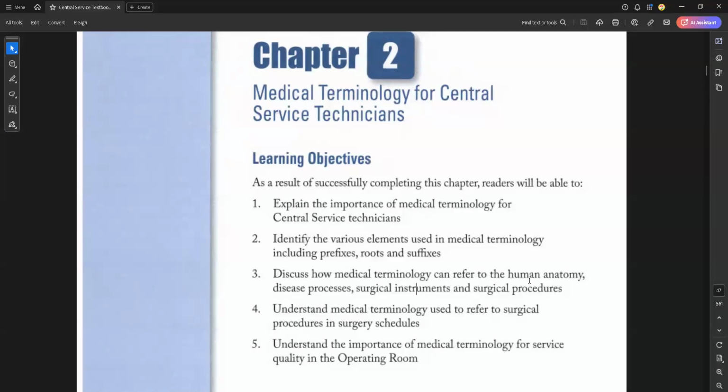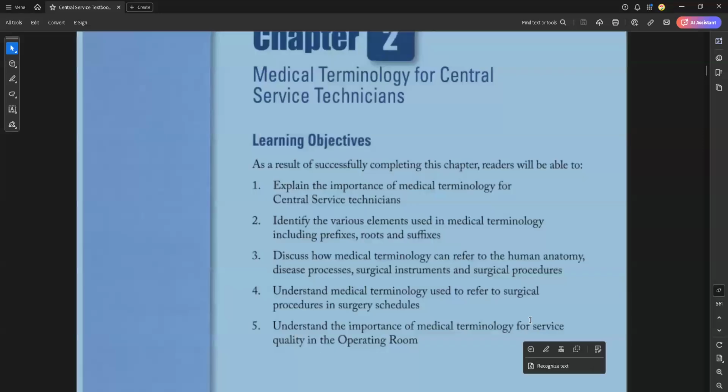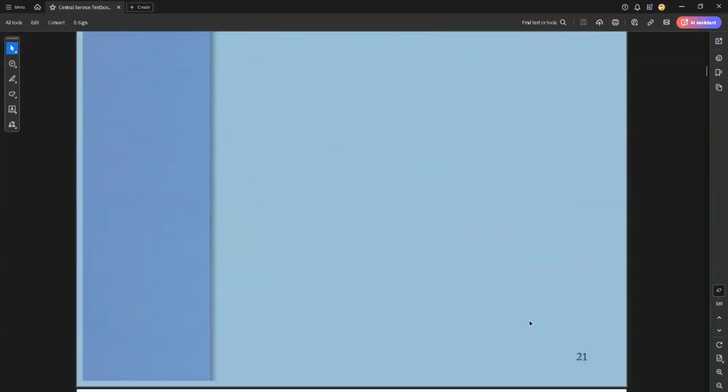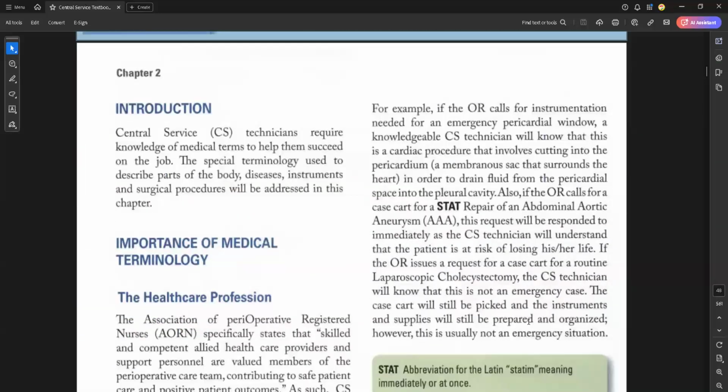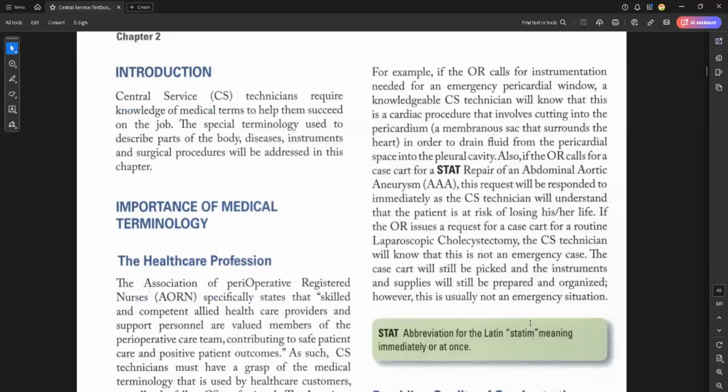The next slide, the next page. Can I? Okay, very good. Yeah. Okay.